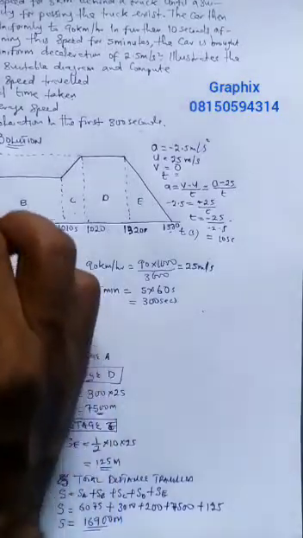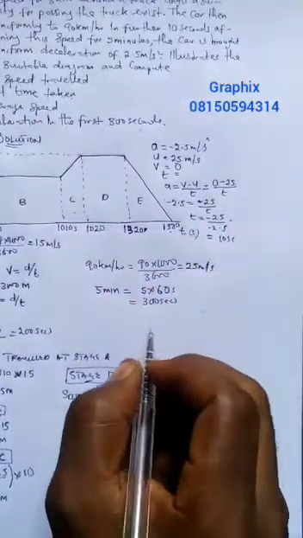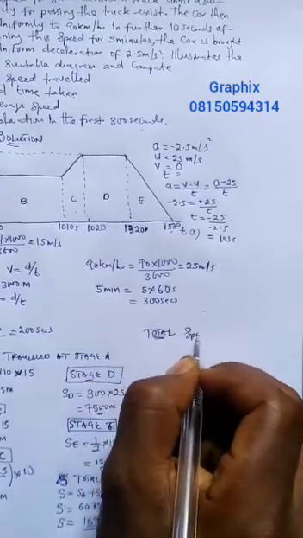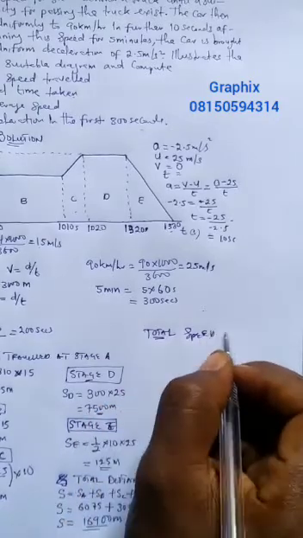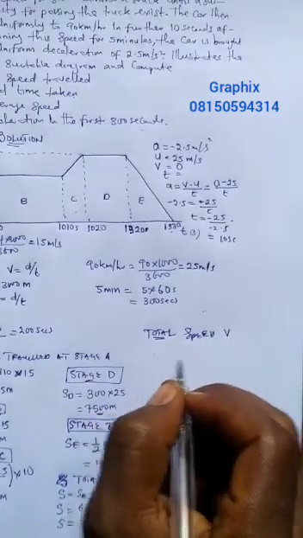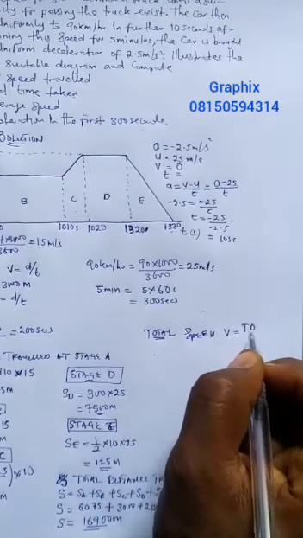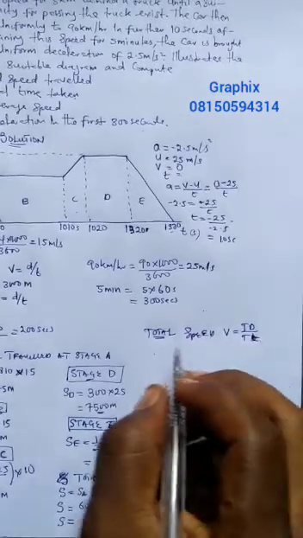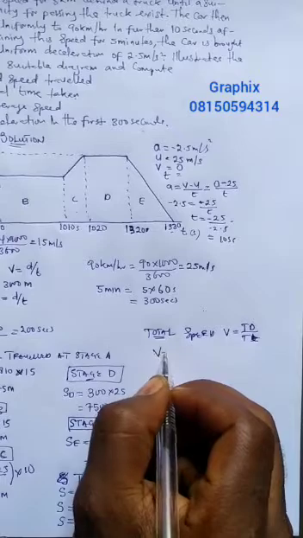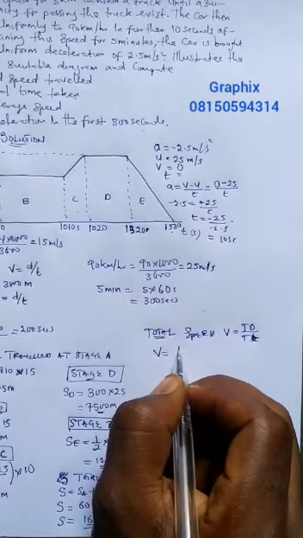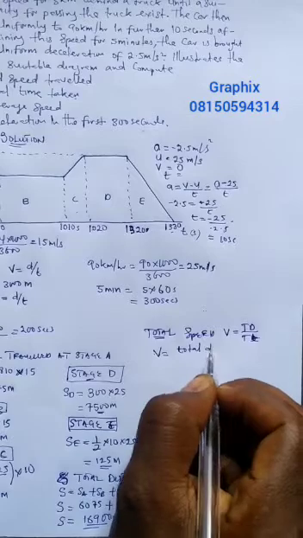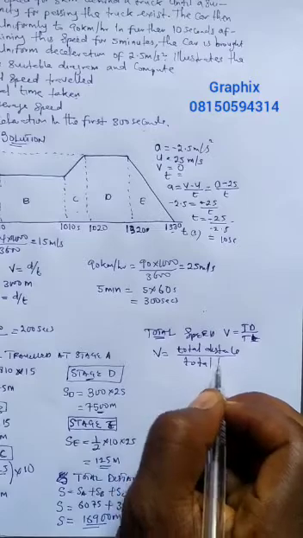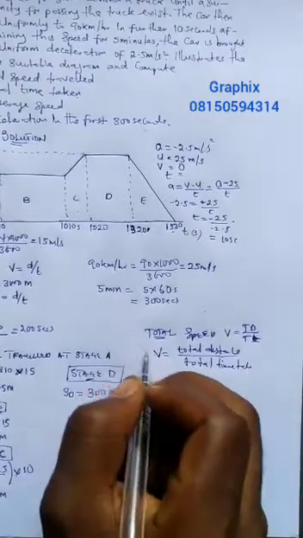So the question is telling us to look for the total speed traveled. So we know that the total speed V will be equal to what? Total distance all over what? Total time taken. Are we good? So my V is equal to total distance all over total time taken. That is my total speed.